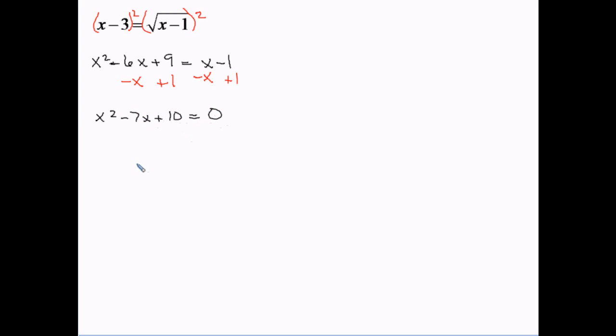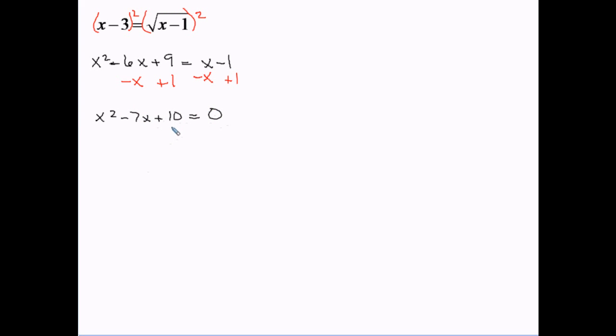So let's try another one. Square both sides. So FOIL this and you'll get x squared minus 6x plus 9 is equal to x minus 1. Subtract x from both sides. Add 1 to both sides. And you get x squared minus 7x plus 10 is equal to 0.